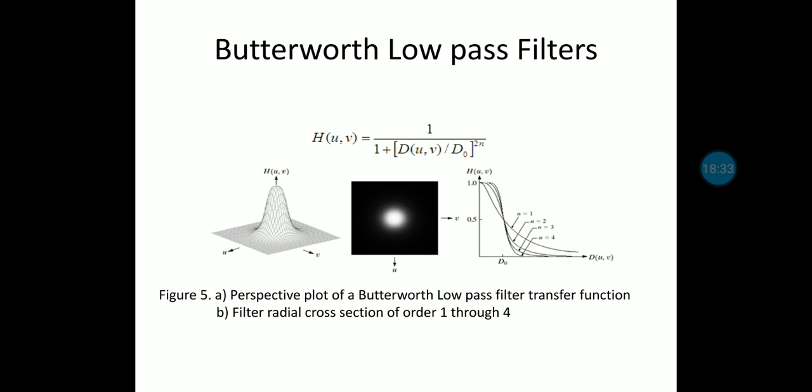There is a smooth fall for n equal to 1, whereas when the order is increased to n equal to 4, we are able to see the sharpness of the curve as it reaches near D naught, isn't it? That is the difference for the Butterworth low pass filter.